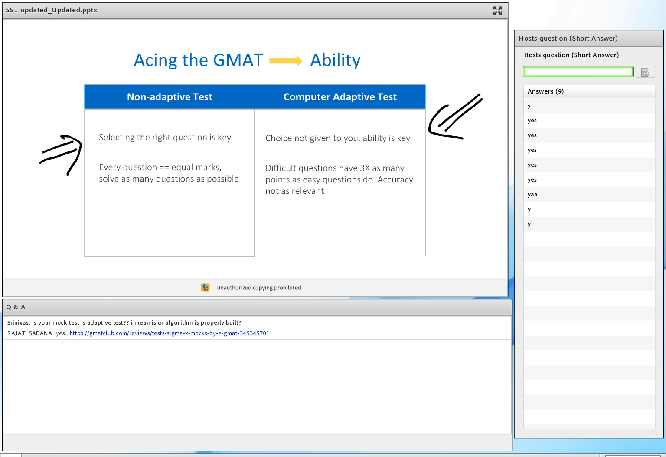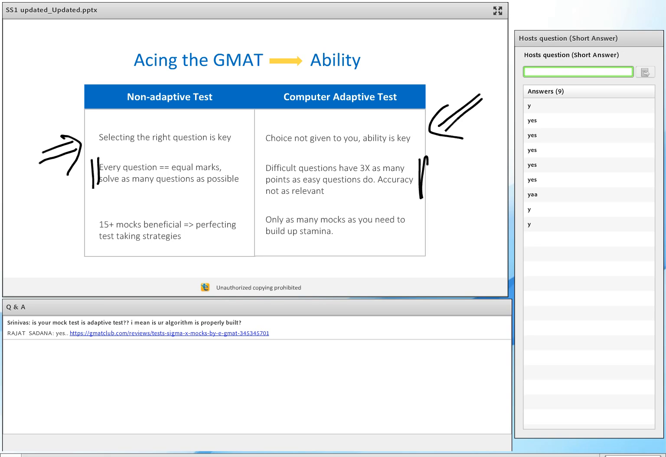On a non-adaptive test, every question has the same marks. The test doesn't adapt, which means solving easier questions is much better, because an easier question is going to give you as many marks as a difficult question would. On a computer adaptive test, difficult questions contain 3 times as many points as easy questions do. As we saw from the examples, accuracy is not as relevant.